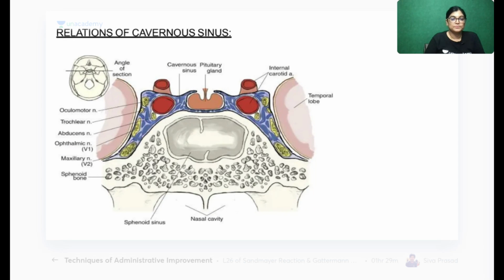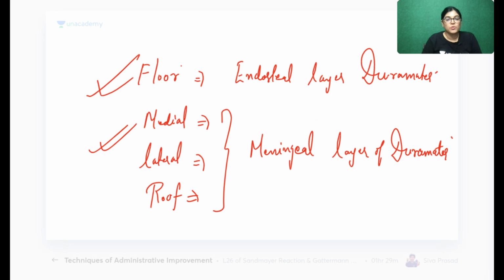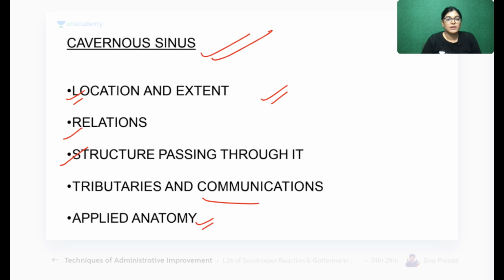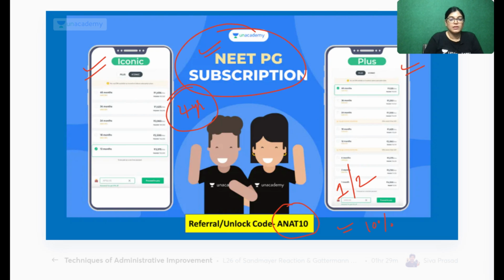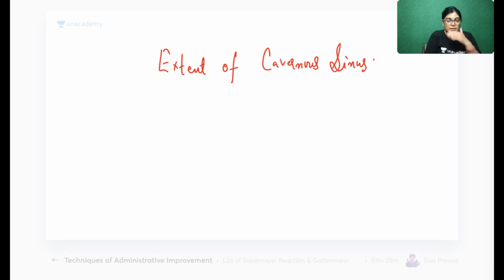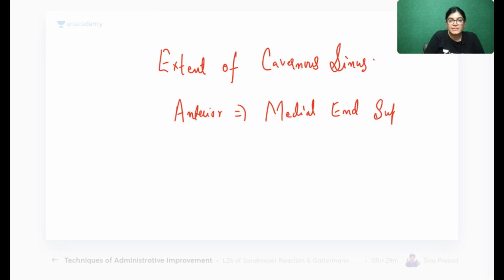Got it? Please write down this point also, the extent of the cavernous sinus, and then we will move on to the relations topic. From where to where is it extending? Anteriorly, it is extending from the medial end of the superior orbital fissure.